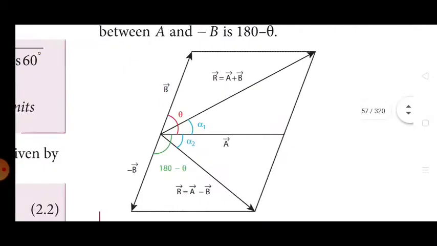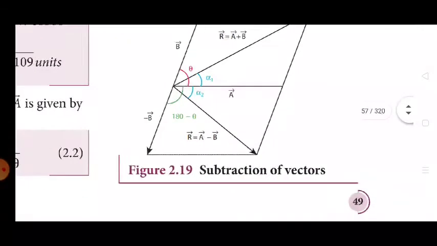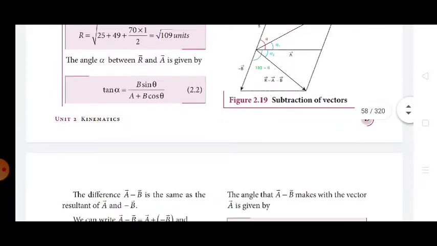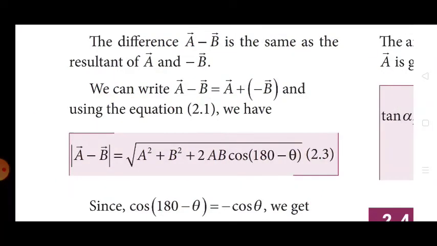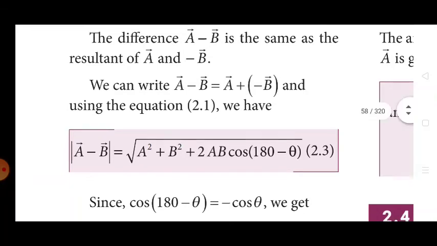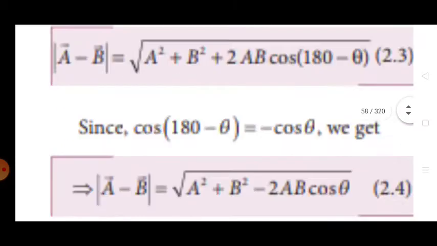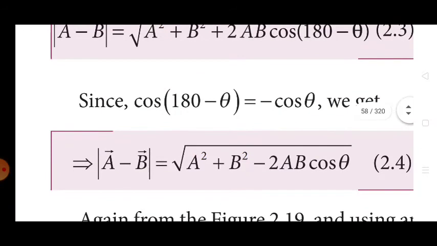So see the diagram. The difference a vector minus b vector is the same as the result of a vector and minus b vector. So modulus of a vector minus b vector is equal to root of a square plus b square plus 2ab cos of 180 degree minus theta. Cos 180 degree minus theta in mathematics is minus cos theta. So modulus of a vector minus b vector is equal to root of a square plus b square minus 2ab cos theta.